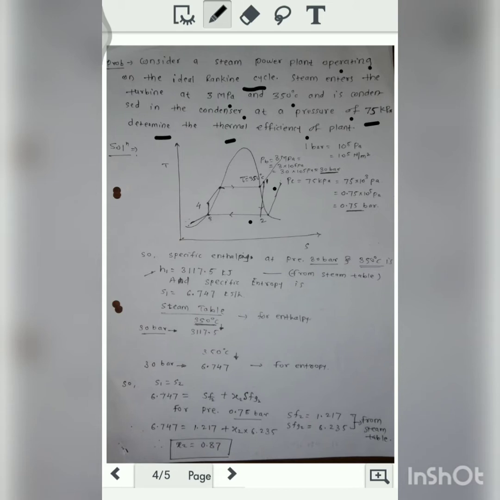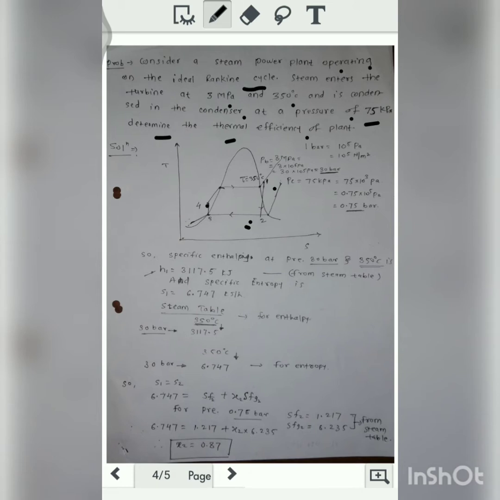Now which one is the 3 to 4 process? During the 3 to 4 process, it is the isentropic compression of the fluid. So the pressure of the water increases, but the process is at constant entropy. So during 3 to 4, entropy is constant. During 1 to 2, entropy is constant. And during 2 to 3, pressure remains constant, so condensation happens at constant pressure.